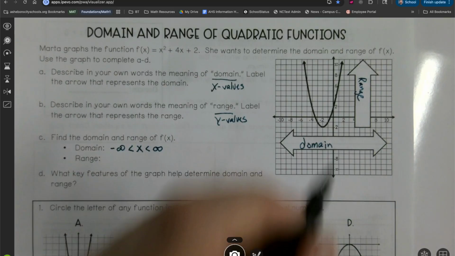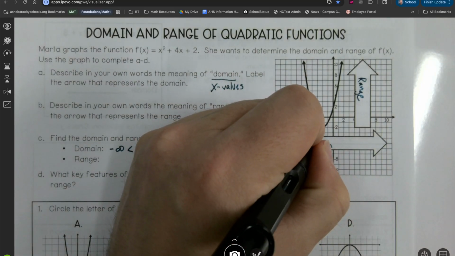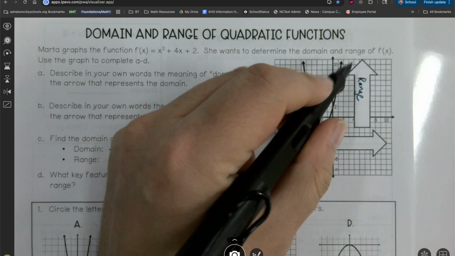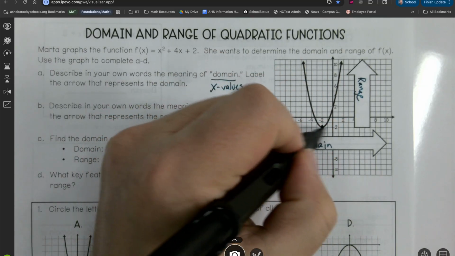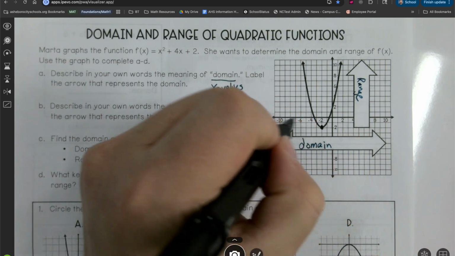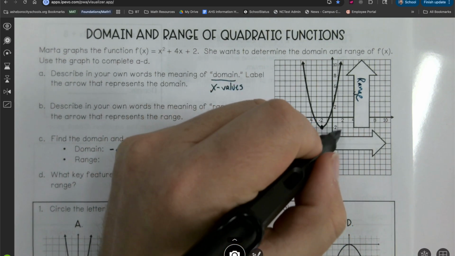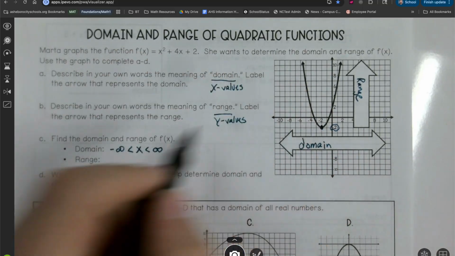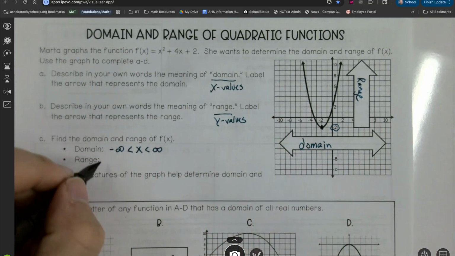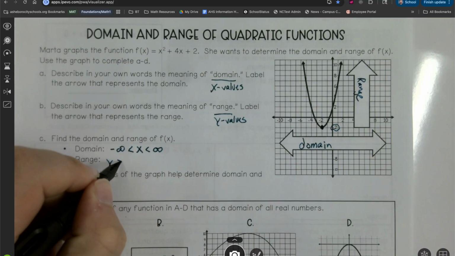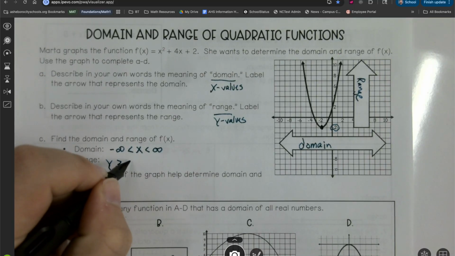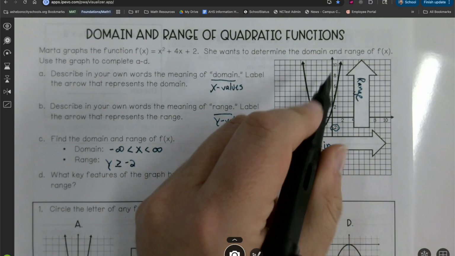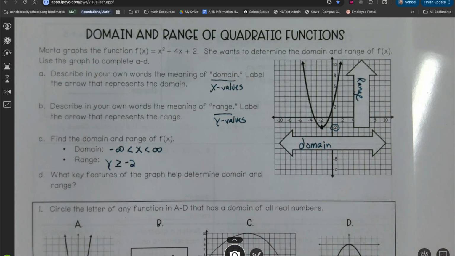Now the range, though, is limited here because of the vertex. It goes down, but then it comes back up. So we'll never go below this value here, which in this case is negative 2. So our range is all y values greater than or equal to negative 2, meaning anything negative 2 or greater is a possible y value.